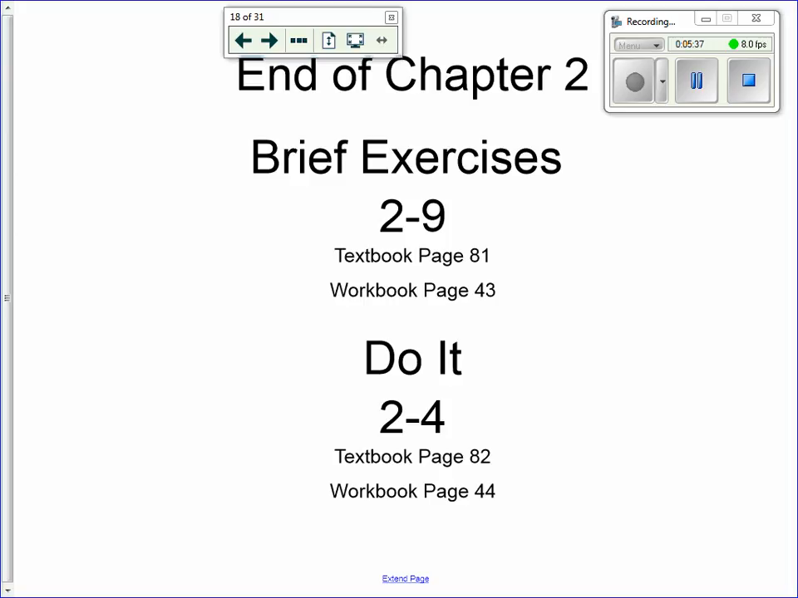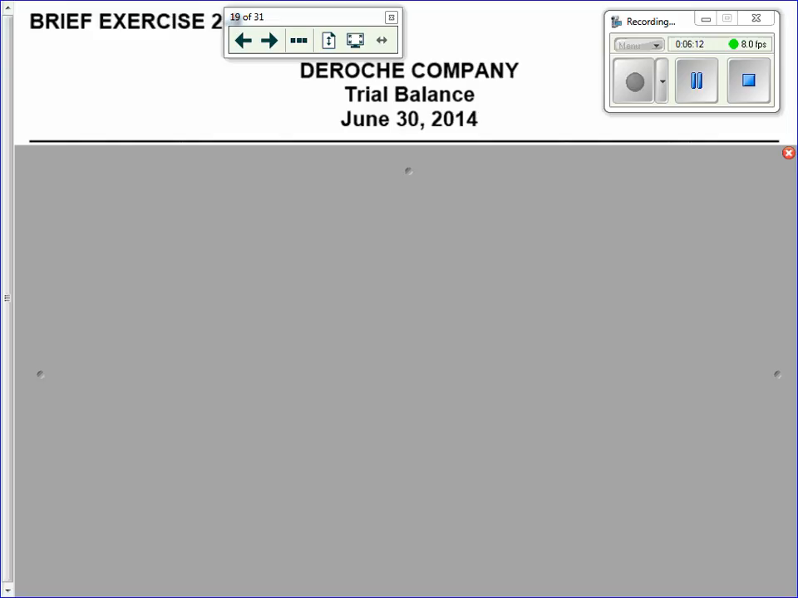Are there little T accounts on there? Or is that separate? Yeah, you don't need that. We can just X that out. You don't need that. Oh, okay. Brief exercise 2.9. It's on workbook page 43. So there is not a T account thing there? Okay. So find the DeRoche company trial balance.